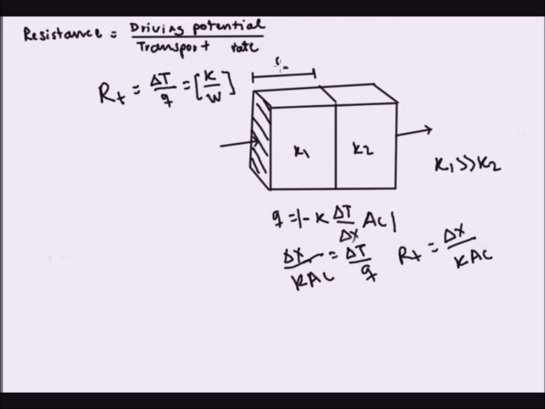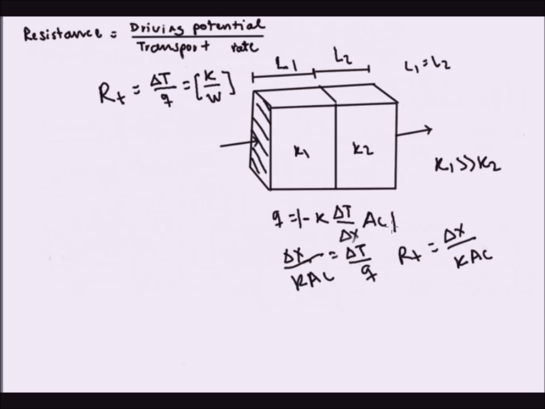So this would be L1, and this would be L2. Let's just say that they are equal, L1 equals L2. So that would be our L, and in the denominator you have the conductivity and the cross-sectional area. So the resistance is inversely proportional to these two quantities, and the reason is that these two quantities facilitate heat transfer. The higher the conductivity, the easier heat will flow, and the higher the area, the higher the amount of heat that will flow.